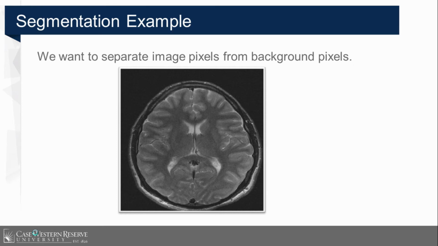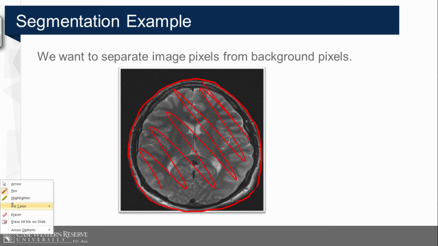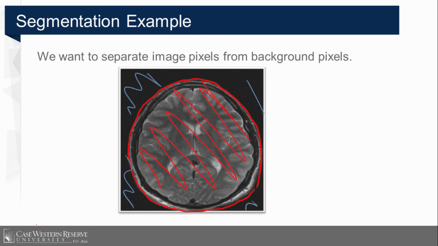So let's take a look at, again, a very simple segmentation example. So what we want to do is separate pixels in the brain from background pixels. All right, so in other words, we're trying to draw this contour all around our brain. Something like this. And say everything within this contour, all of these pixels, this all belongs to the brain. And everything outside of this contour, this is all background.